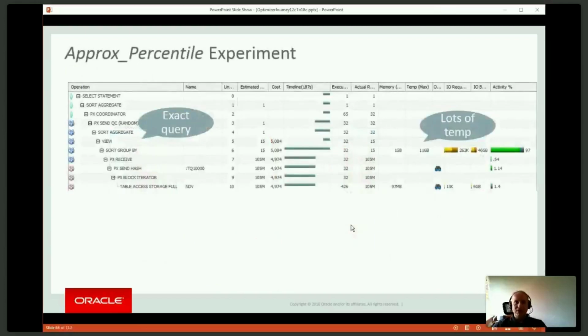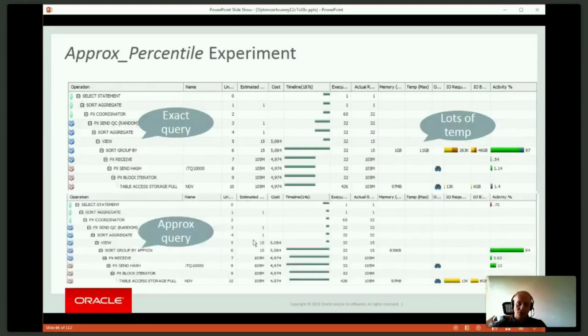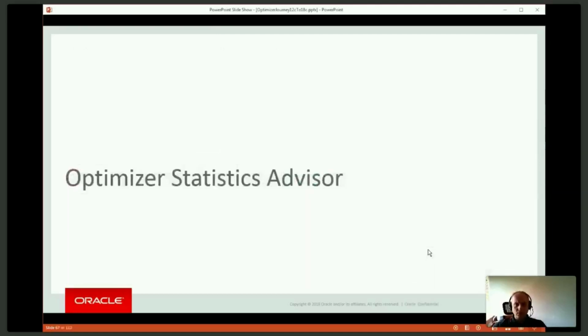So the effect of it is that with the exact query, you'll tend to see sort to temp, say, but when you use the approximate query, you can see sort group by approx. We lose the temp. We're not having to spill to temp anymore. So there's no temp usage. The time's correspondingly faster. So it can make huge differences to response times for those kind of queries, as I say, really great for dashboards and things like that.